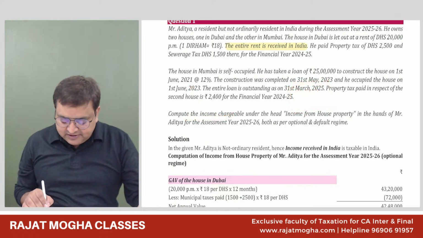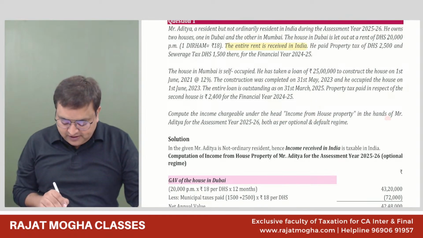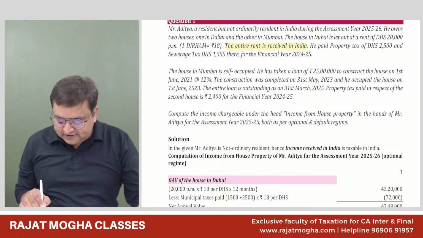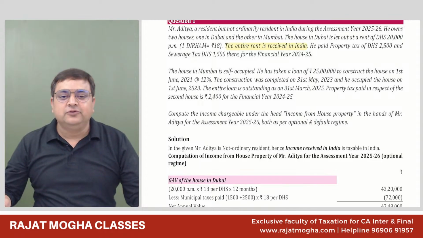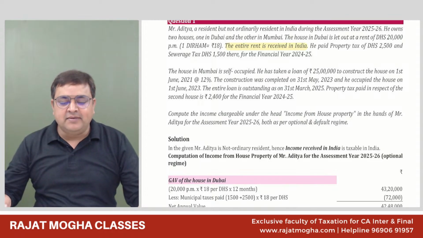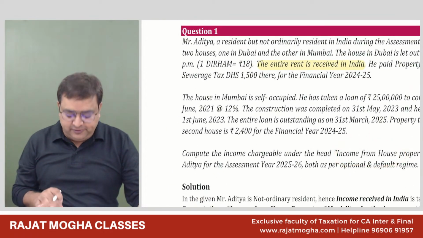Compute the income chargeable under the head income from house property in the hands of Aditya for the assessment year 25-26, both as per optional regime as well as default regime. So this question is asking us to calculate the income as per both optional and default regime. Now, only the house property income we need to calculate.